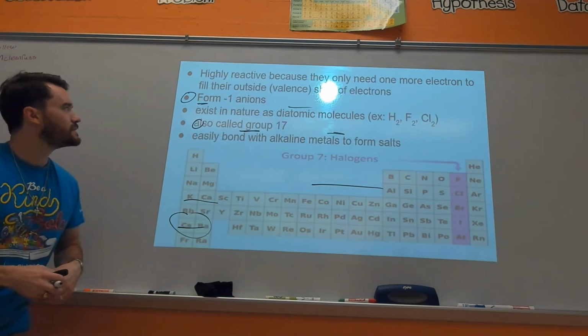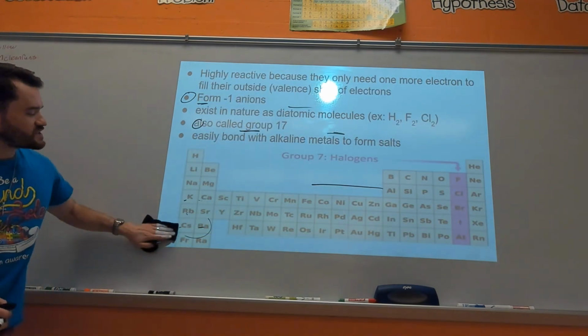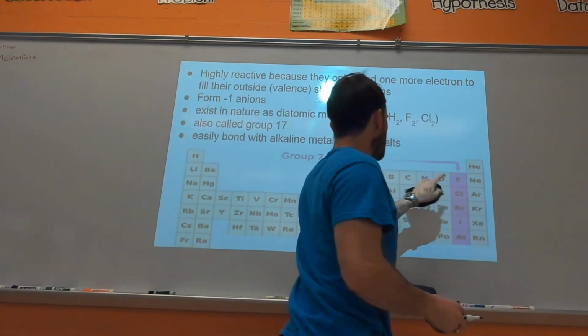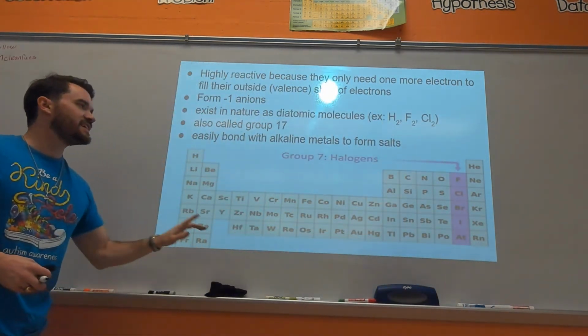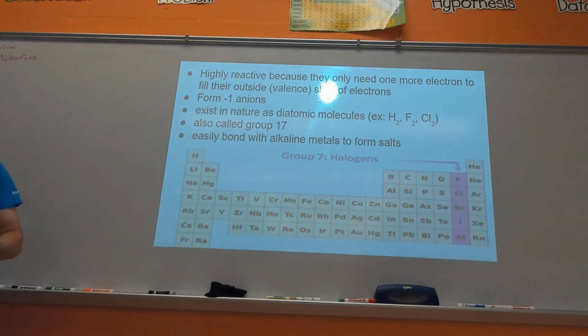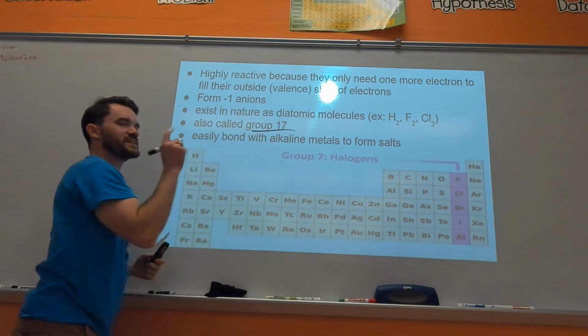All right, moving on. Group 7 are called the halogens. So in pink here, here's the halogens. Now, you're like, group 7, where did they get that from? Well, they also are called group 17.